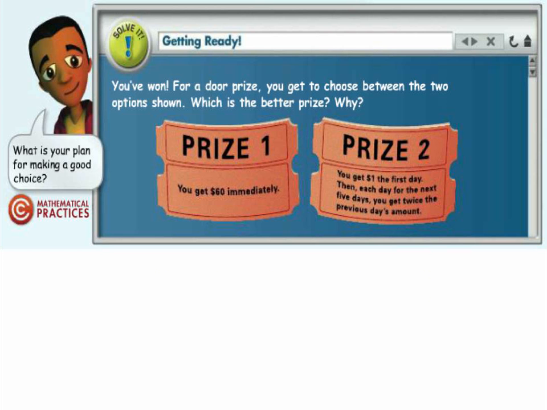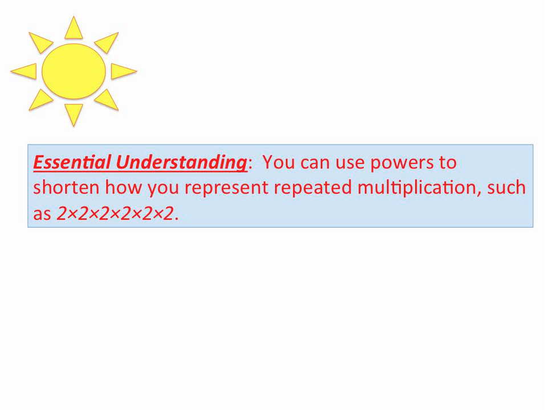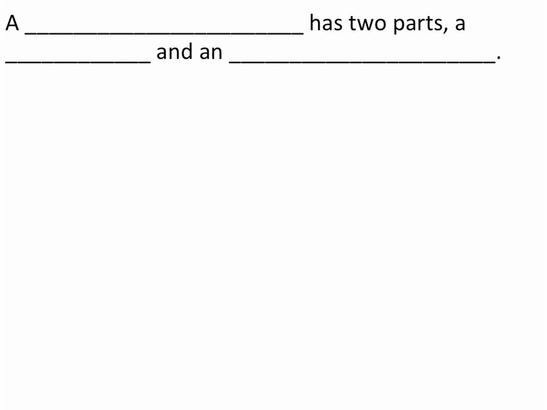So I'm going to leave it up to you to decide which is the better prize and why, and we will discuss this at the beginning of class next time. All right? So moving forward, one of our essential understandings is that we can use powers to shorten how we represent repeated multiplication, such as 2 times 2 times 2 times 2 times 2 times 2. Well, we can use an exponent to help us with that.